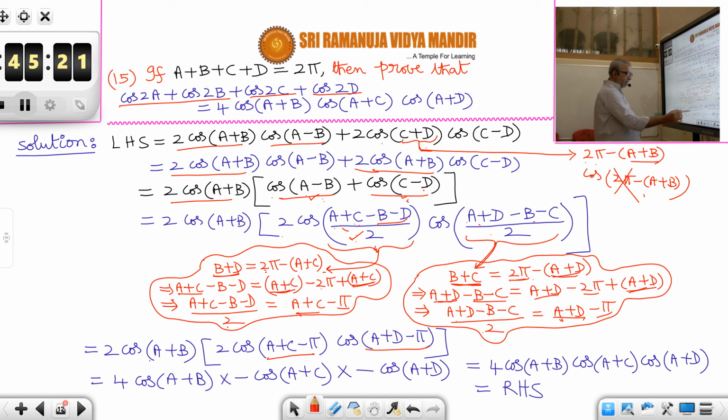So what is cos (theta minus pi)? Cos (theta minus pi) is the same as cos (pi minus theta), because cos theta and cos minus theta are the same. So cos (pi minus theta) is minus cos theta. So you will get minus cos (a plus c). Here cos (theta minus pi), again cos (pi minus theta), minus cos (a plus d). So this 2 and 2 get combined into 4, but 2 minus signs are there. One minus sign here, another minus sign here, they become a plus sign. So plus 4 cos (a plus b) cos (a plus c) cos (a plus d). That is the right hand side. Is it the right hand side?